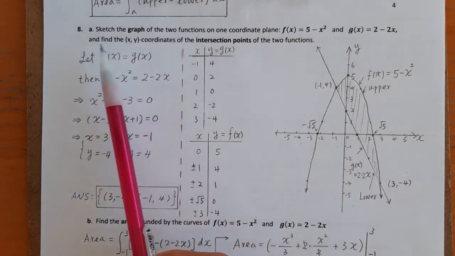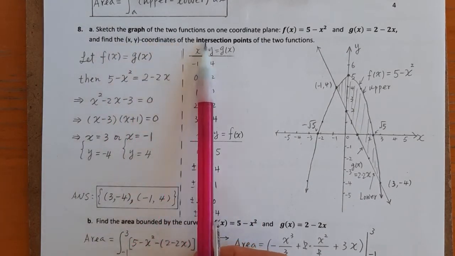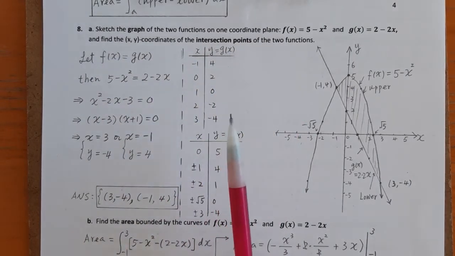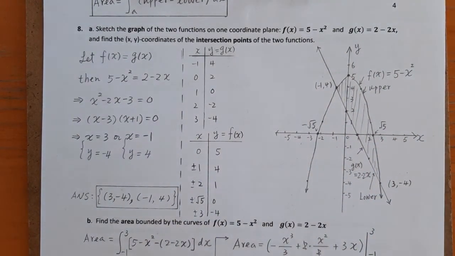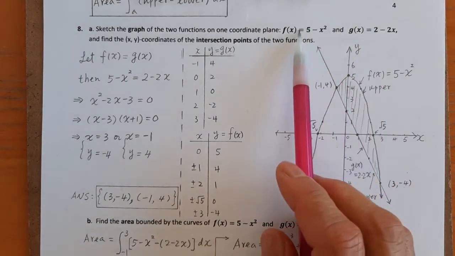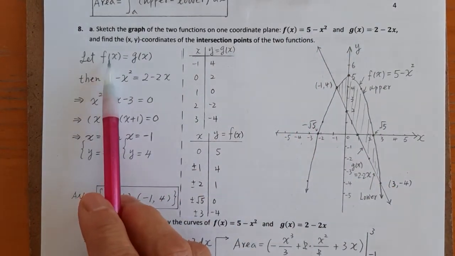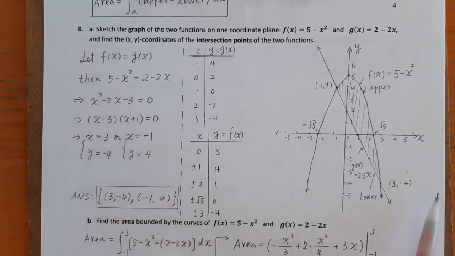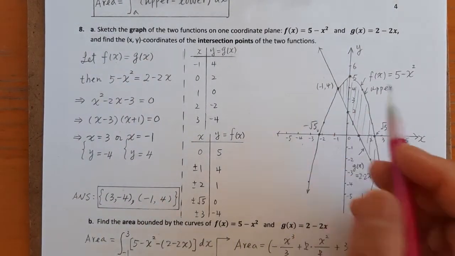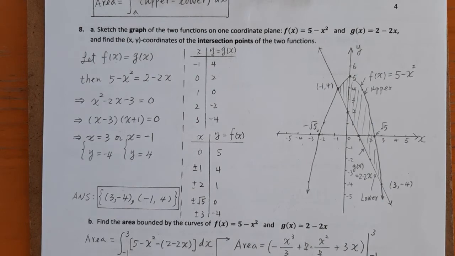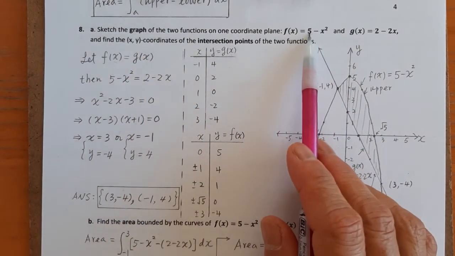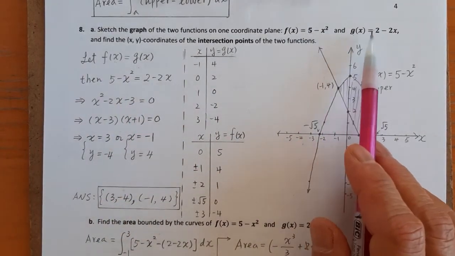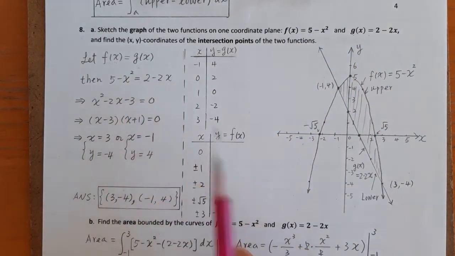And here also find the xy coordinates of the intersection points of the 2 functions. The 2 functions intersect means the x coordinate is equal and the y coordinate is equal. So you let the function values be equal. You let f of x equal g of x. On the intersection points, the x and y coordinates are the same. So f of x, which is 5 minus x squared, equals g of x, which is 2 minus 2x.